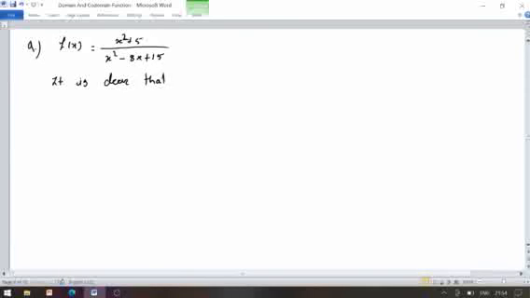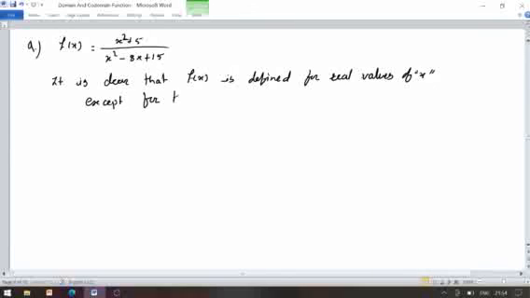So for that, it is clear that f of x is defined for all real values of x, except those values which give us the denominator as 0. For the case the denominator will be 0, x square minus 8x plus 15 equals 0.